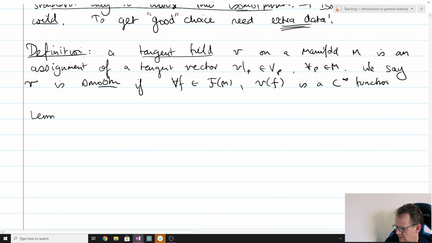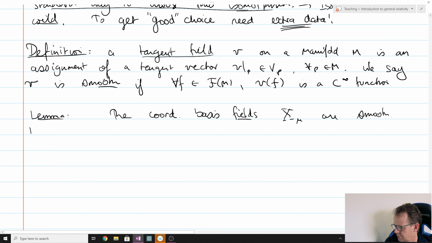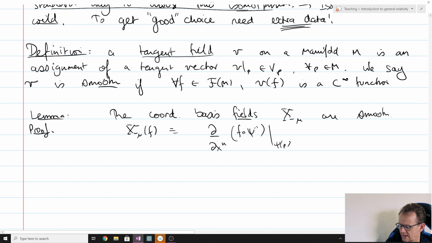Okay, there's a little lemma we should say. The coordinate basis fields, capital X of mu, are all smooth in the sense above. And the proof, this will give you some insight perhaps into the definition of smoothness, is you apply this X mu to your favorite smooth function. Here's how you apply it to an arbitrary function on the manifold. And if you allow P to be the argument, you can see that because psi is smooth, f is smooth, the first derivative is smooth, and then you evaluate it for an arbitrary p, you get a smooth function of p. Cool.